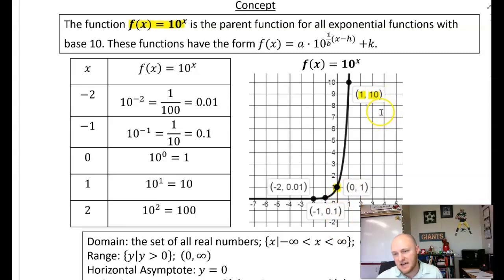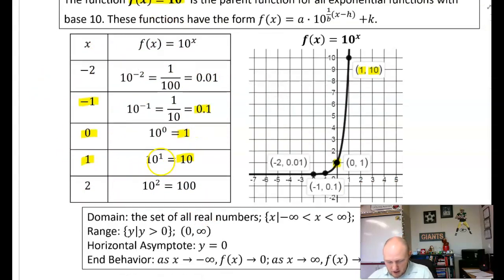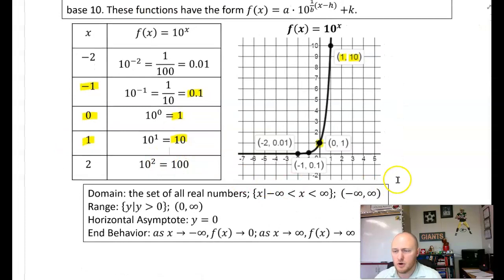So (1, 10). Our key points for this exponential function, base 10, notice how it grows really, really fast, are these 3 points: (-1, 1/10), (0, 1), and (1, 10). This grows super fast and decays really fast, so I don't have significant points too far out, right? So we're going to stay pretty centralized here. Notice the key features, very similar to our last exponential function. Domain, range, exactly the same. Horizontal asymptote at 0, and end behavior is exactly the same.